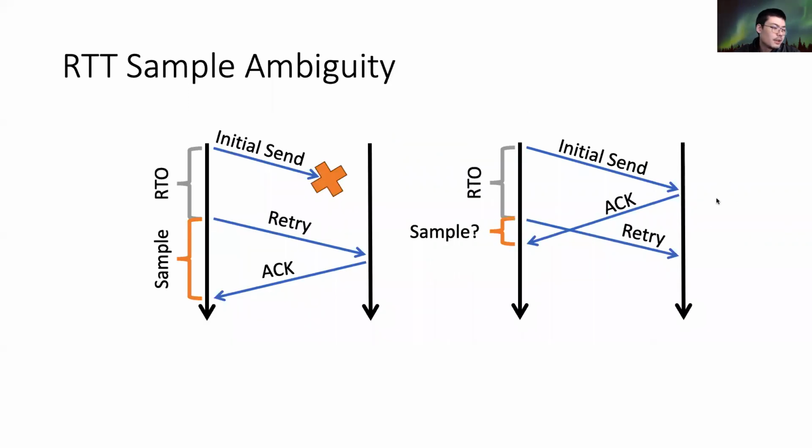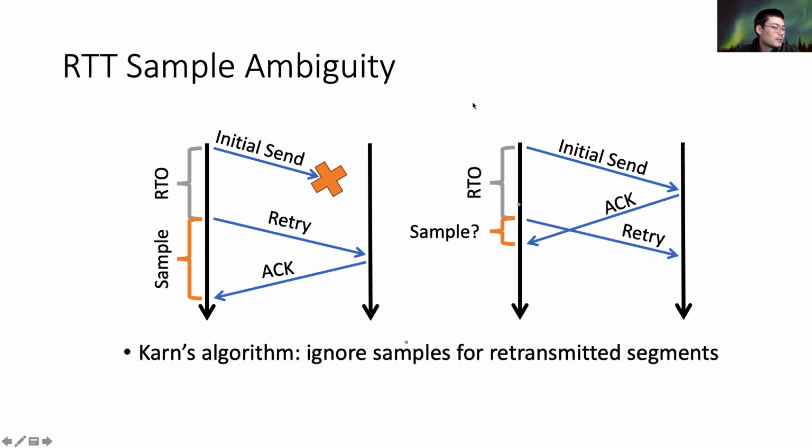So the way to handle this is really, we set a rule to be safe. So this is the Karn algorithm: ignore samples for retransmitted segments. So what we say is that if you have a sample but it's actually retried, then I don't even consider this sample. I just ignore it.